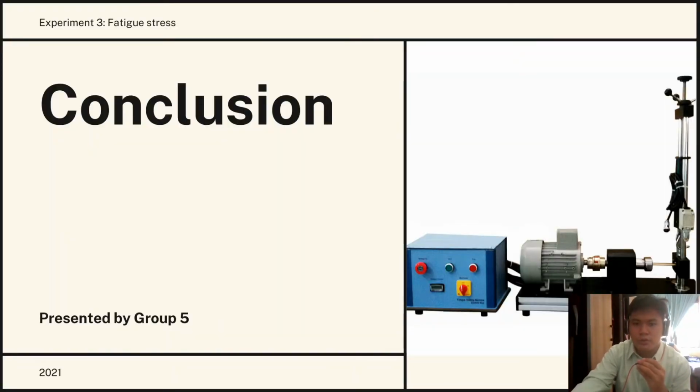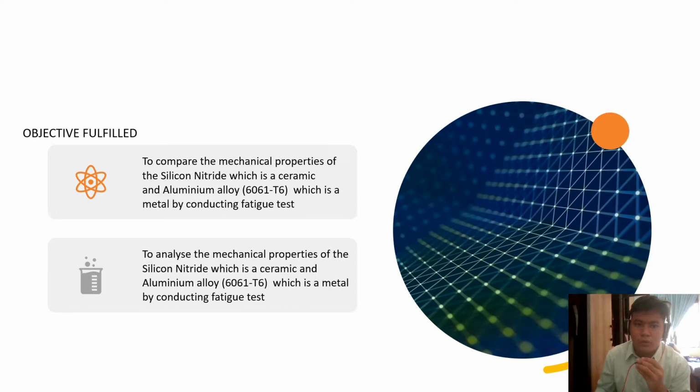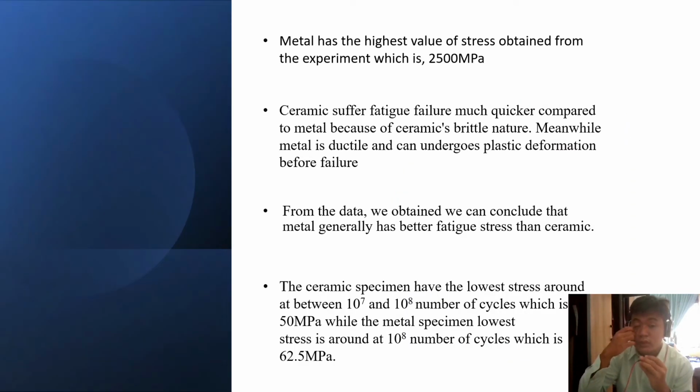Next is our conclusion for the experiment. In conclusion, we fulfilled our objective to compare the mechanical properties of silicon nitride, the ceramic, and aluminum alloy 6061-T6, which is a metal, by conducting fatigue stress. The second objective is to analyze the mechanical properties of the ceramic and the metal alloy by conducting fatigue stress. From the experiment, the highest value of stress is from the metal, our aluminium alloy 6061-T6, and the value is 2,500 megapascal.